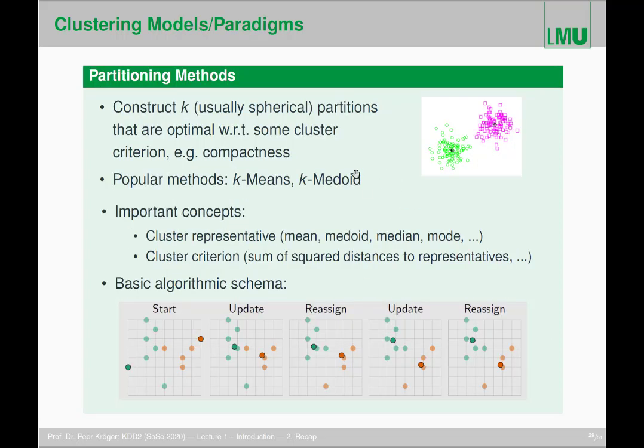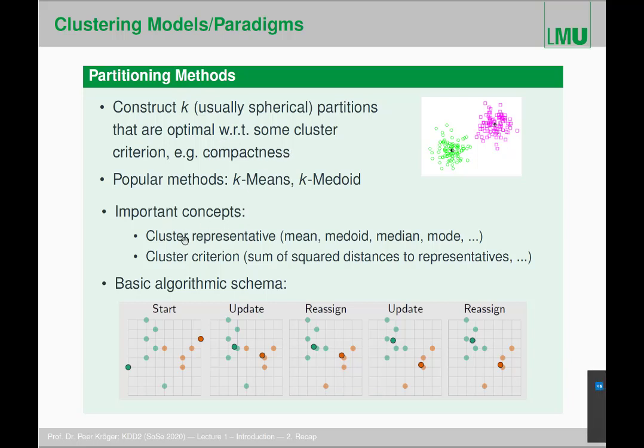So here in the remaining part of this subsection, there are some paradigms, some cluster models that look for different patterns. We have talked about that in KDD1. So partitioning methods like k-means, k-median, they typically try to construct k partitions. Usually those clusters have spherical shape, and these partitions should be optimal with respect to some fitness function.